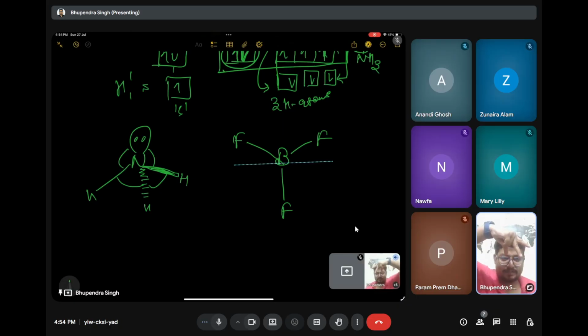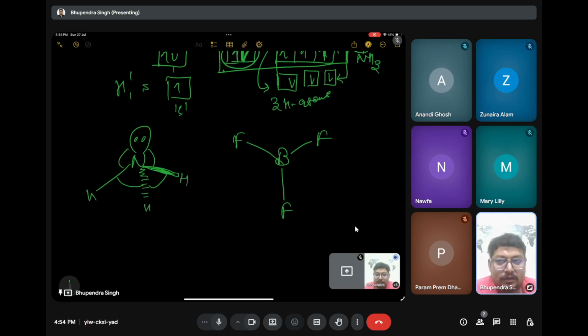These three: first H, second H, this is the third H. And here you have nitrogen. And this is the lone pair, let's say here. So that is why, because of the lone pair, it is not planar. It is non-planar, like this.